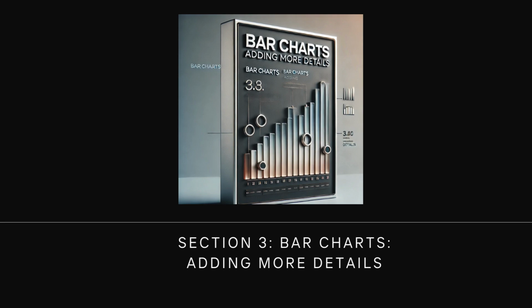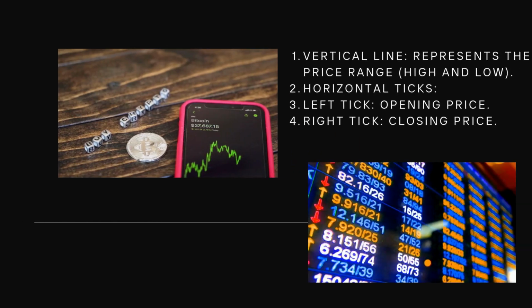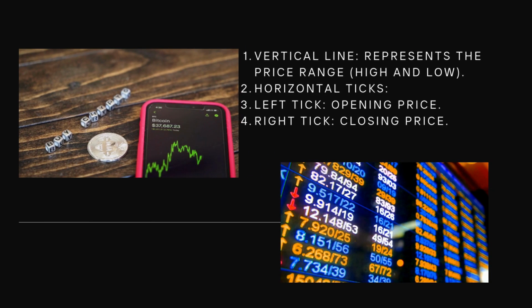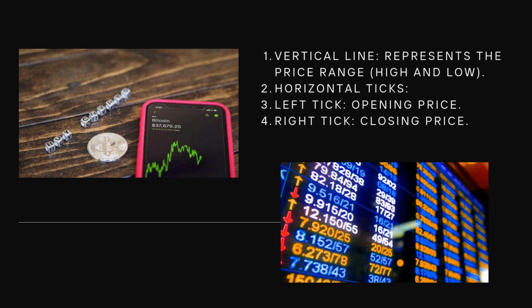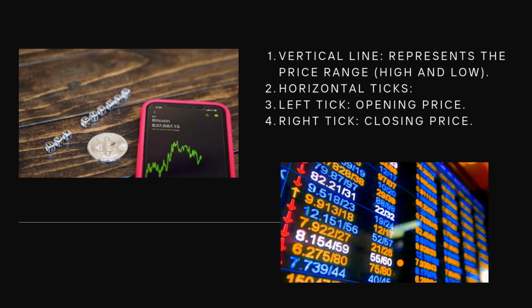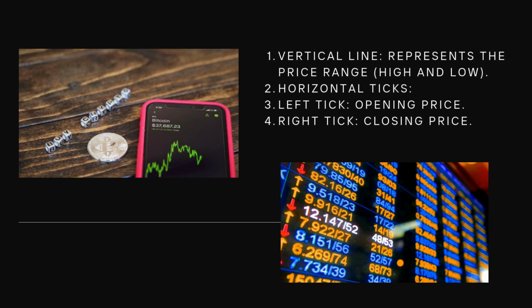Bar charts. Adding more details. A bar chart provides more information than a line chart. Each bar represents the price movement for a specific period, such as a day, an hour, or a minute. Key features: a vertical line represents the price range, high and low, during the time period. Horizontal ticks: left tick, opening price; right tick, closing price.